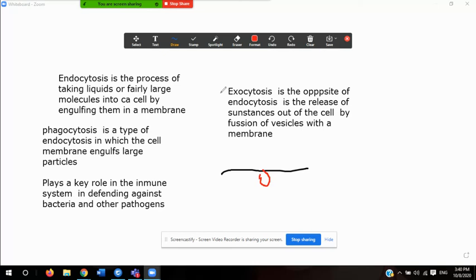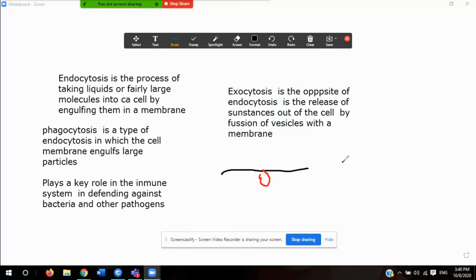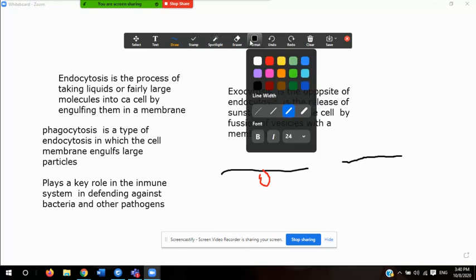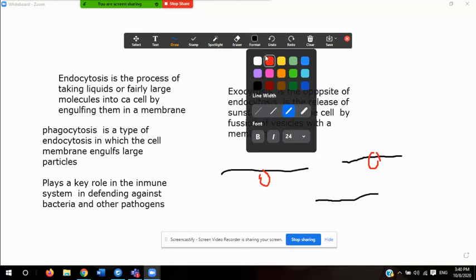Again, important to note that the membrane begins to fold, or basically the particle now pushes upward against the membrane, and it fuses, and then the particle is released. The particle is then released out of the cell.